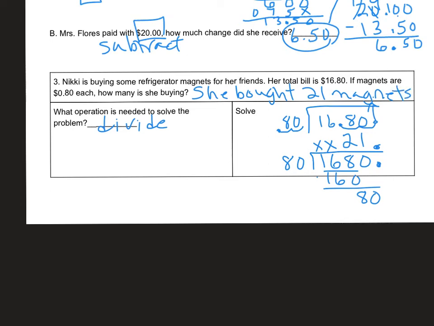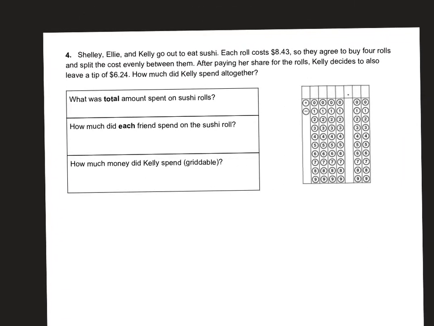Okay, moving on. Let's go ahead and finish the last problem. And this is a multi-step problem, but it's just helping us review all of our adding and subtracting rational numbers and multiplying, dividing. So Shelly, Ellie, and Kelly go out to eat sushi, right? So each sushi roll that they buy costs $8.43. They agree to buy 4 rolls and split the cost evenly between them. After paying her share for the rolls, Kelly decides to also leave a tip. So how much does Kelly spend altogether?